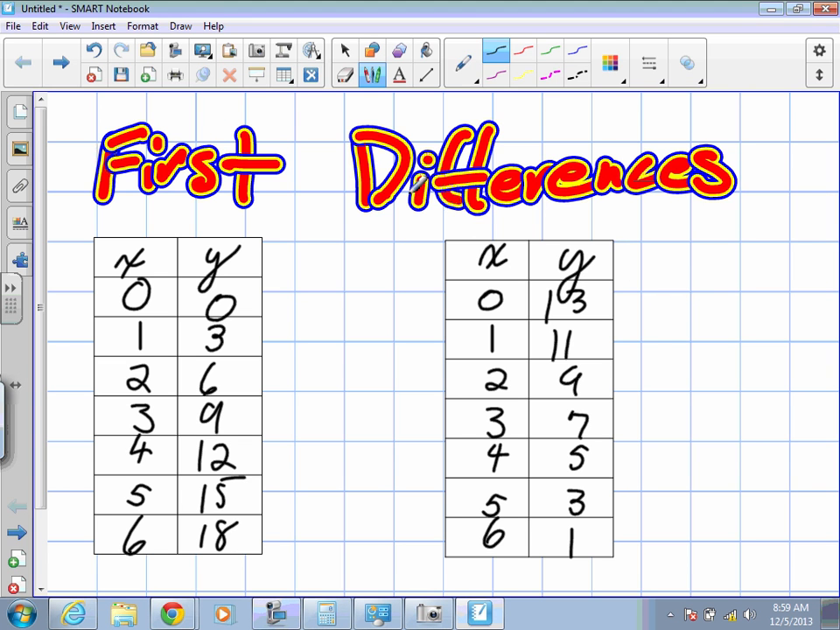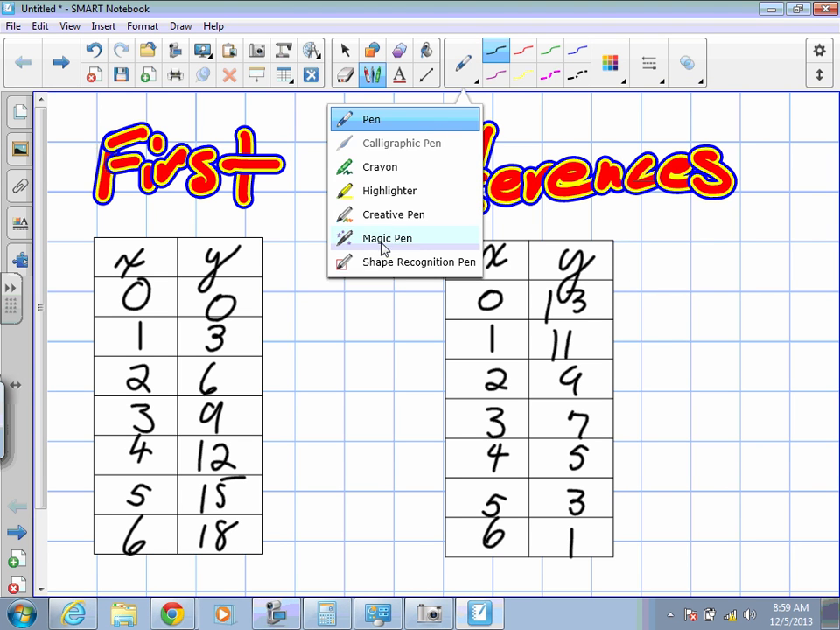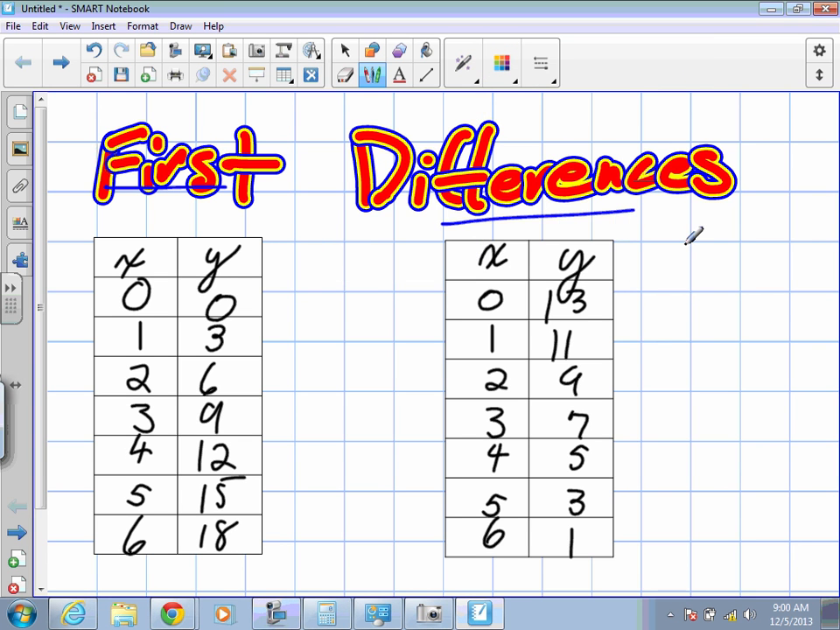Okay, we're going to go over something called first differences, and we need to talk about how this relates to what we've been doing. First differences is a process to help us tell if something has a linear relationship. So I have two sets of data here, and luckily they've been organized into our independent and our dependent variables, so our x and our y, and they're in order.